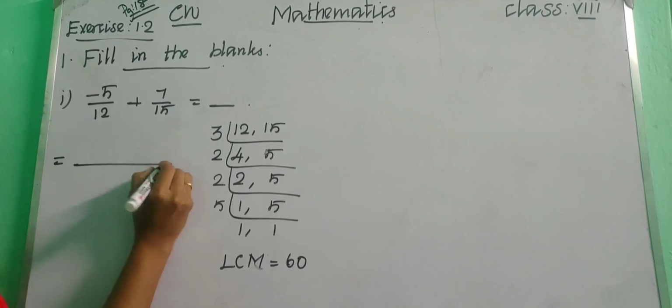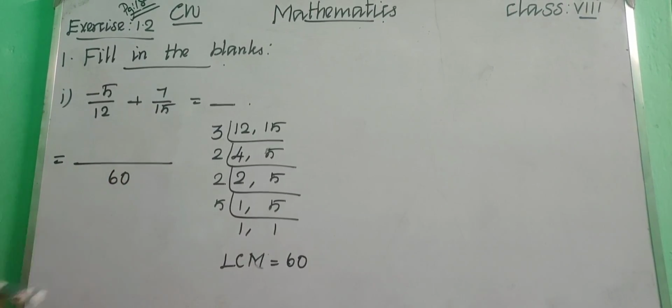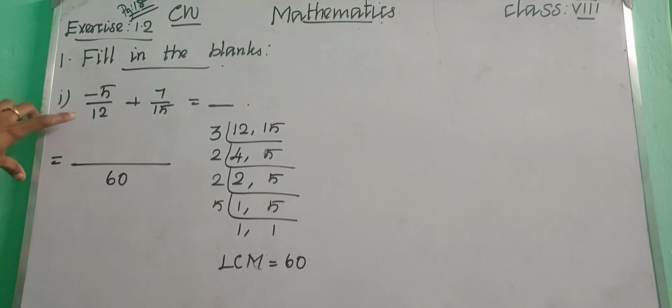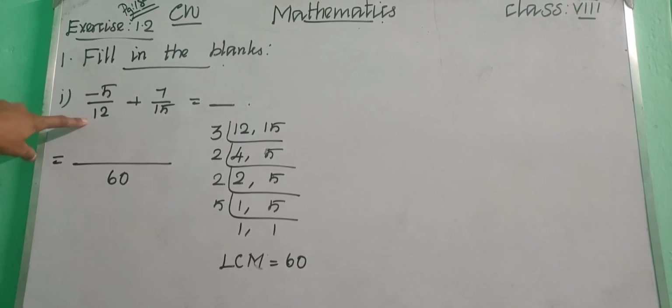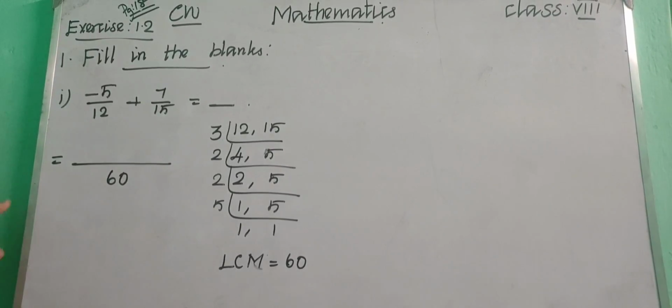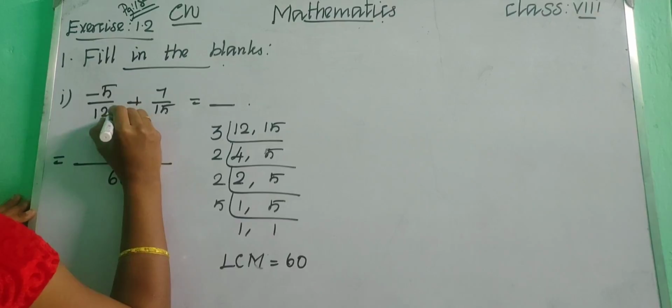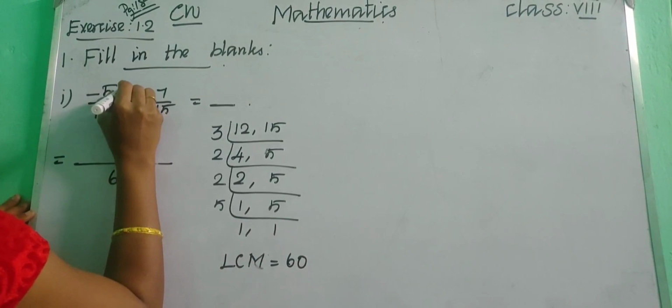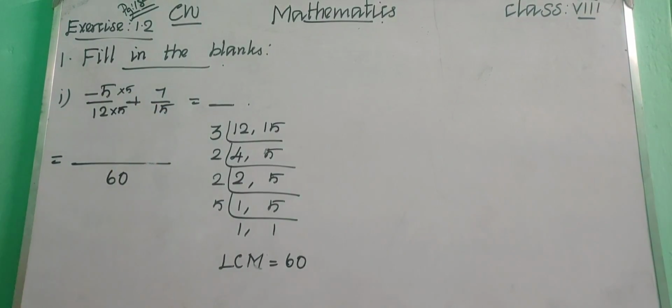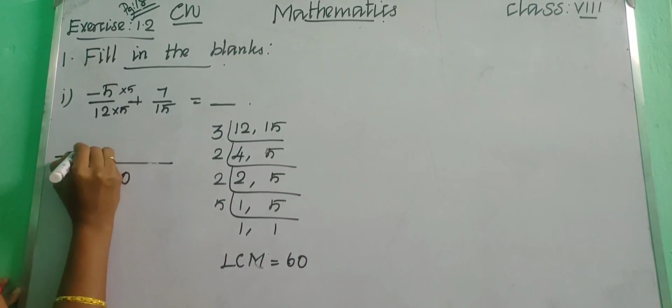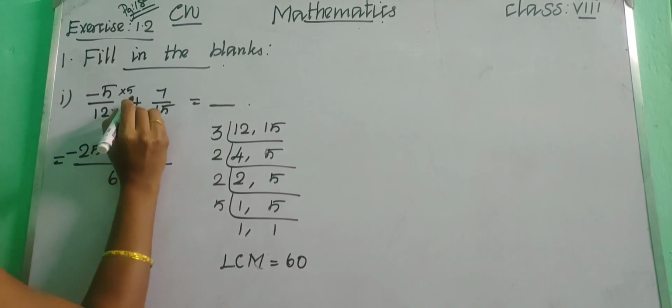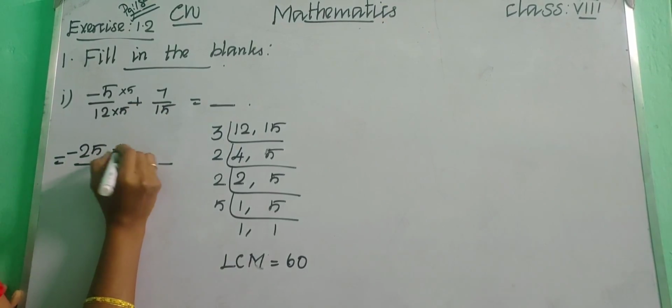So we got the denominator as 60. Now say what will be multiplied with this 12 to get 60? 12 5s are 60, right? So 12 5s are 60. So 5 5s are 25, so minus 25. Okay children, and put the same plus symbol here.